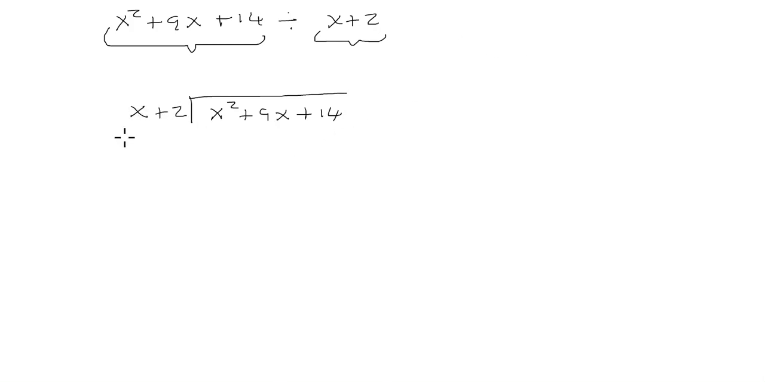Now we go through a number of different cycles. The first cycle is what's known as the division cycle. We take this first term and divide it by the x term within the smaller expression. So that's x squared divided by x, and the answer is just x. This is what's known as the division phase. So you take your answer and you write it up here.